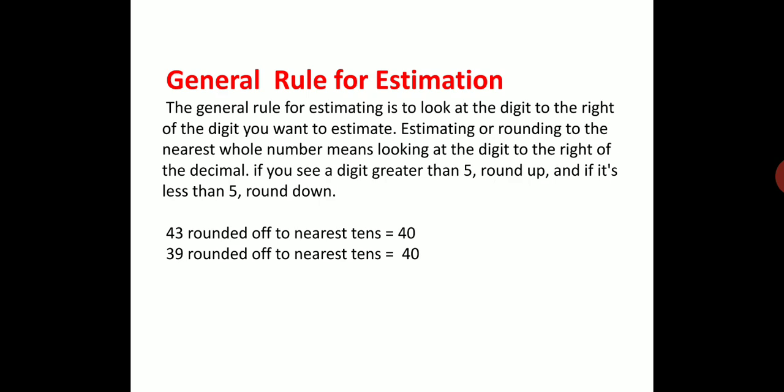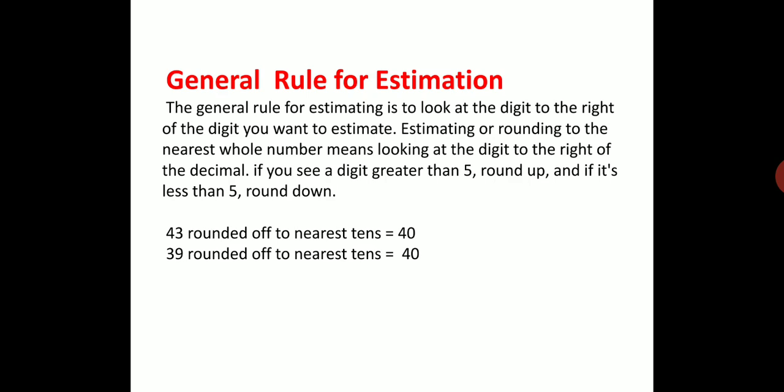Now, in that first slide, I am going to discuss with you a general rule for estimation. Now, in that, what is there? The general rule for estimating is to look at the digit to the right of the digit you want to estimate. Estimating or rounding off to the nearest whole number means looking at the digit to the right of a decimal. If you see a digit greater than 5, round up, and if it is less than 5, round down.